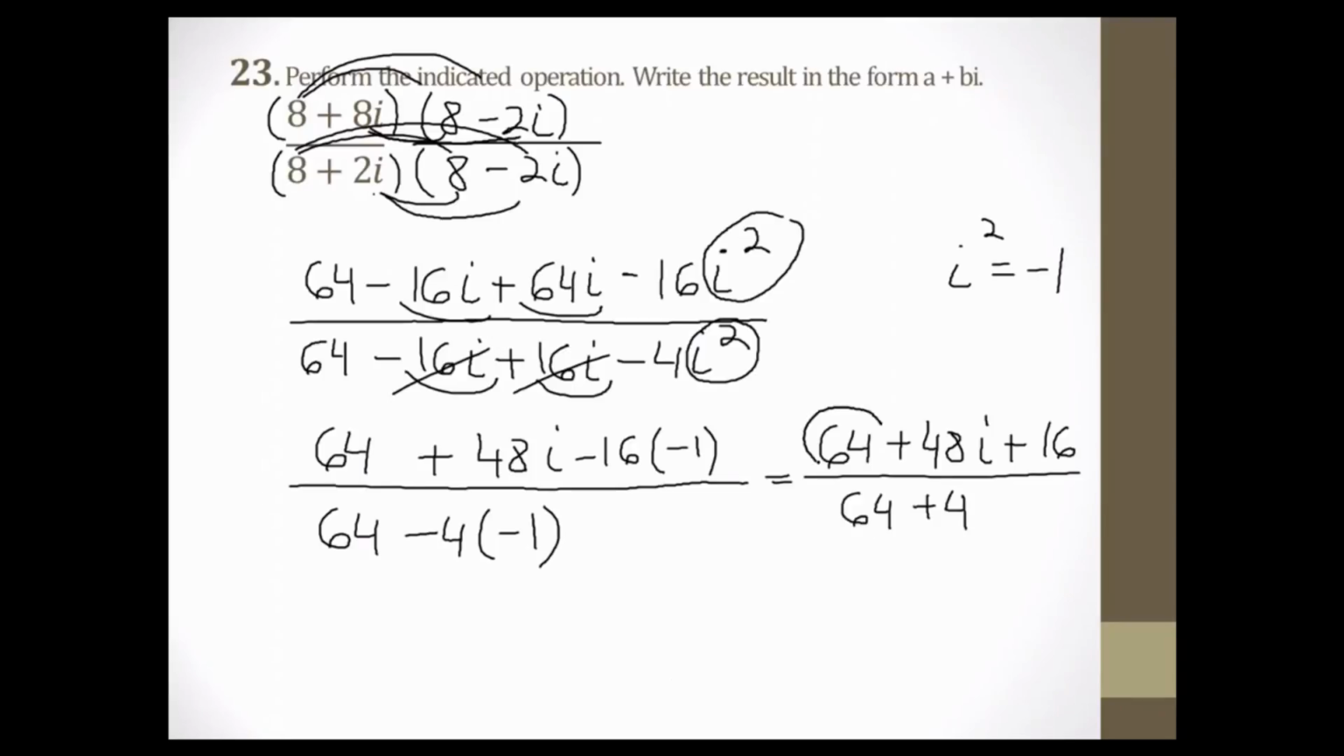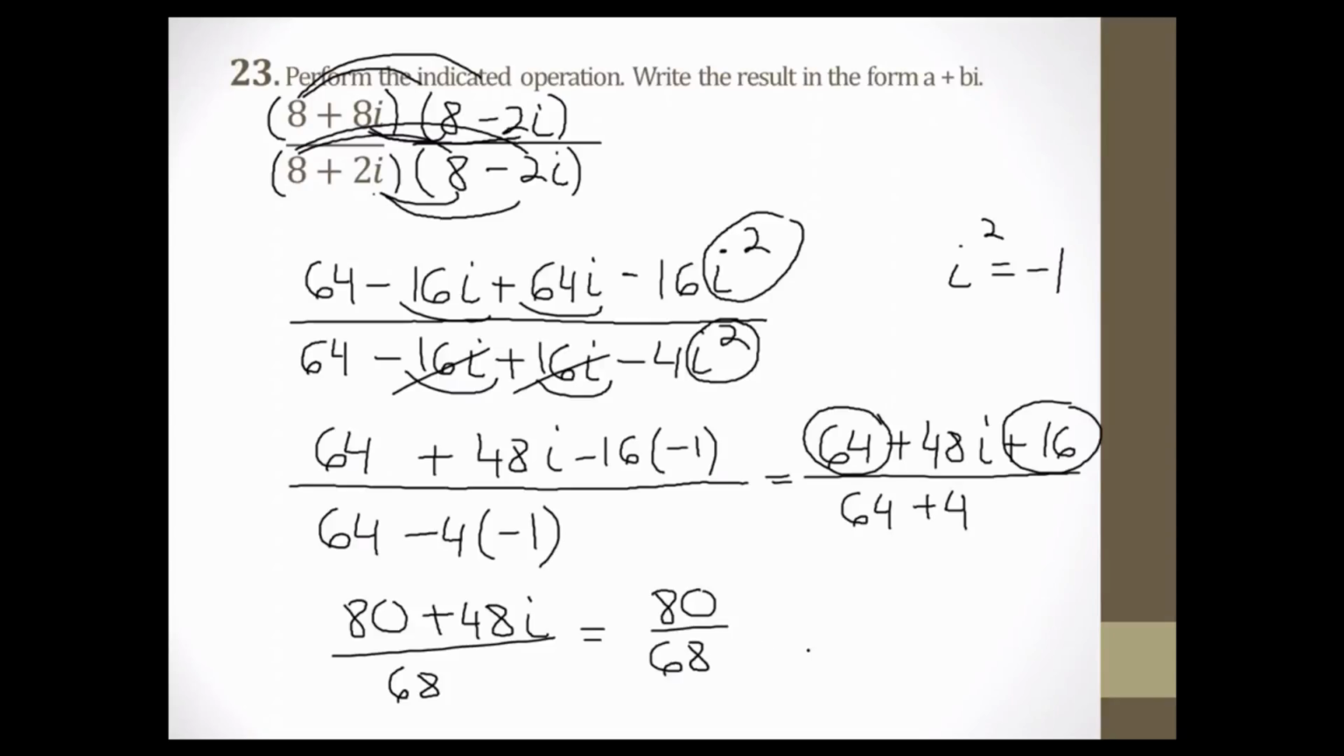And then continuing with like terms right here, those two we can combine them, and now we get 64 plus 16, that would be 80 plus 48i. And in the bottom, 64 plus 4 is 68. So we could have also written this as 80 over 68 plus 48i over 68, and then both of these fractions could be reduced.